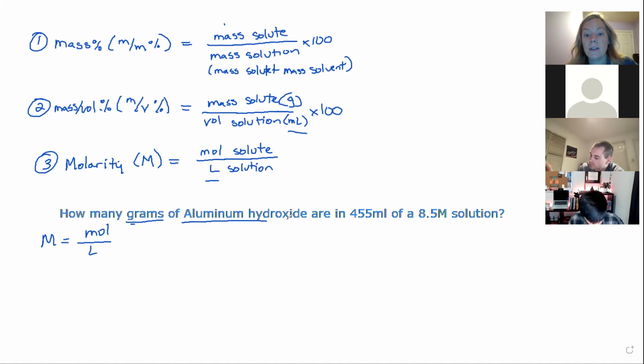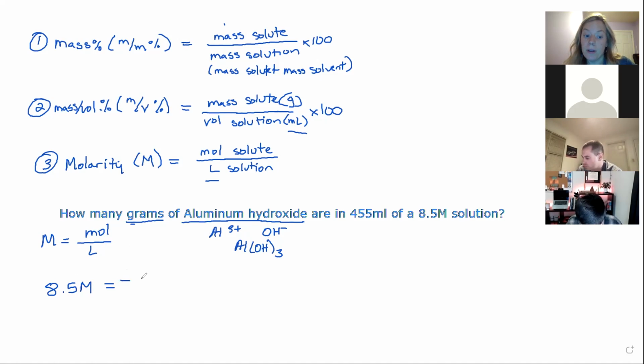So aluminum hydroxide, you have to be able to write that. Aluminum, Al with a 3+, hydroxide, OH with a minus, flip flop, we get Al(OH)3. Okay, that's the formula. So I know my molarity. I know my big M. Big M is equal to 8.5.